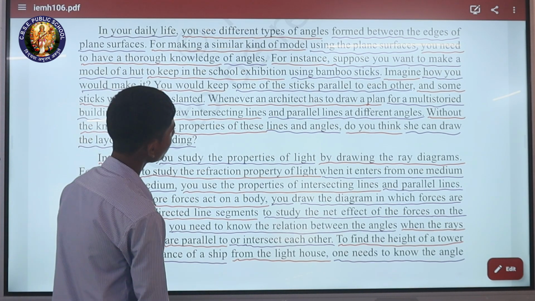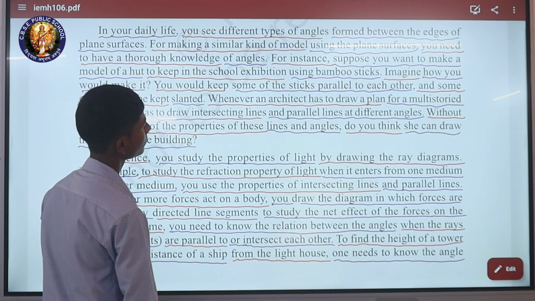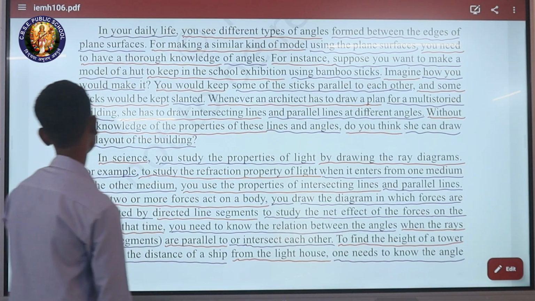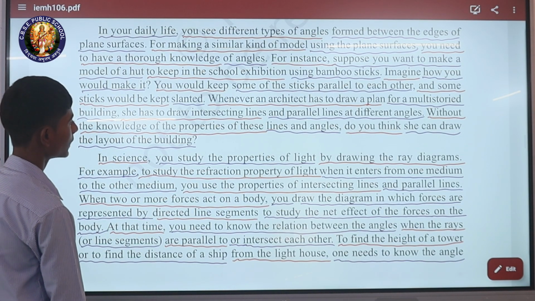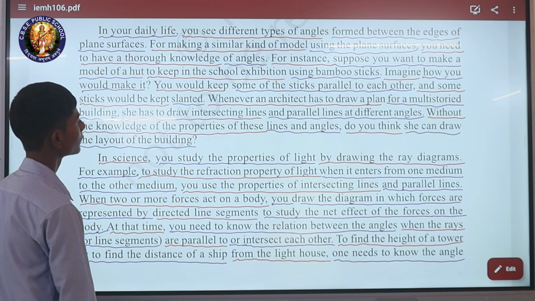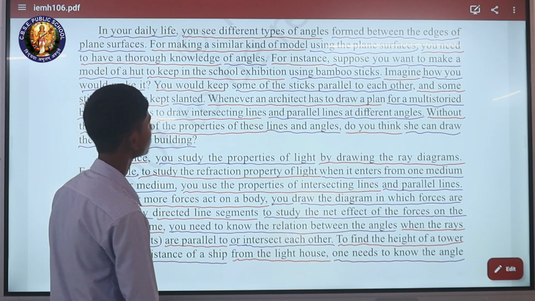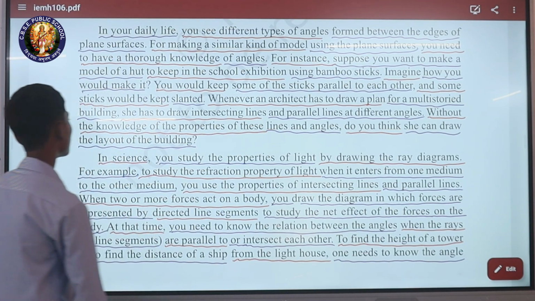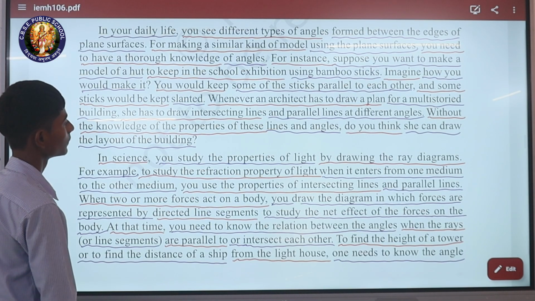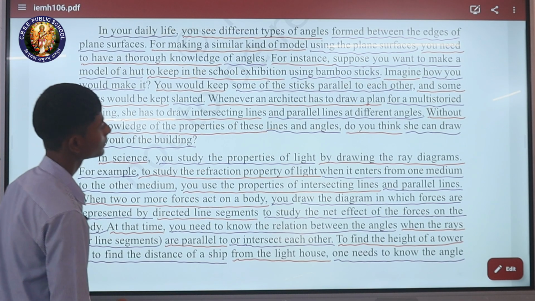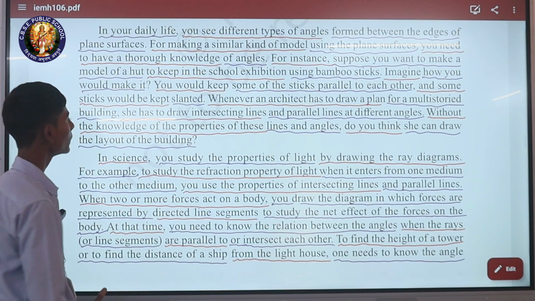Whenever an architect has to draw a plan for a multi-storied building, she has to draw intersecting lines and parallel lines at different angles. Without the knowledge of the properties of these lines and angles, do you think she can draw the layout of the building?